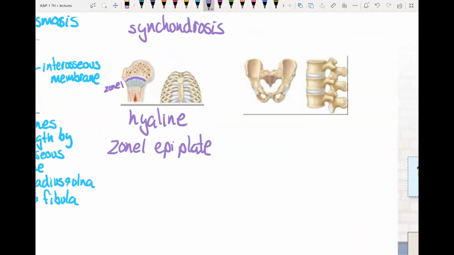Also in the rib cage, remember it goes rib, cartilage, sternum. So you have your ribs here, you have your costal cartilage here, and then you have your sternum. Right here where the ribs connect to the cartilage, that is a synchondrosis.